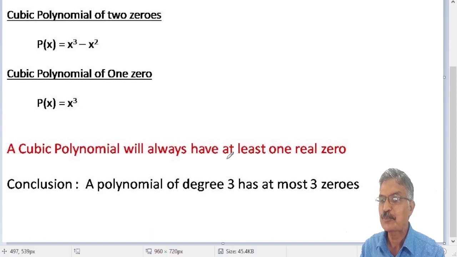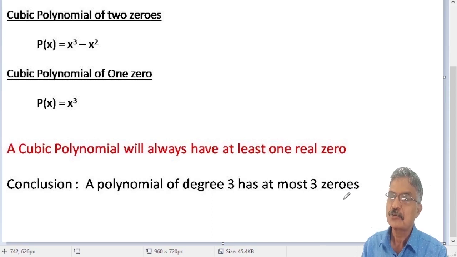So a cubic polynomial will always have at least one real zero. A quadratic polynomial may not have any zero. A cubic polynomial will have at least one real zero, and at most 3 zeros. So a linear polynomial must have at least one real zero. A quadratic polynomial may have no zeros. A cubic polynomial has at least one real zero. How can we remember all these things? Yes, there is a proof for that.